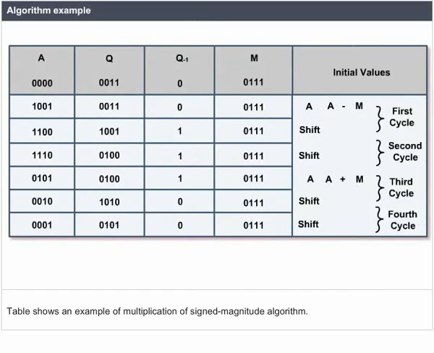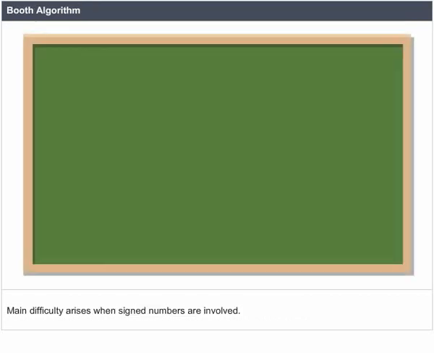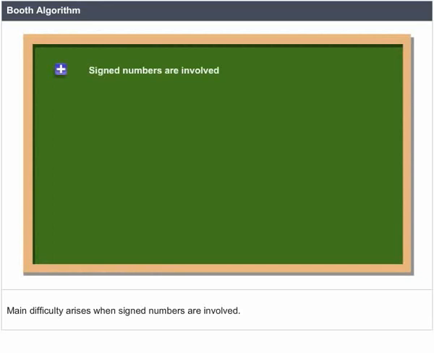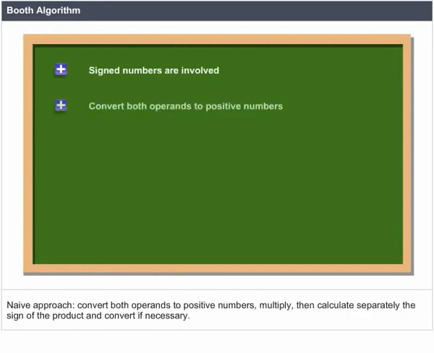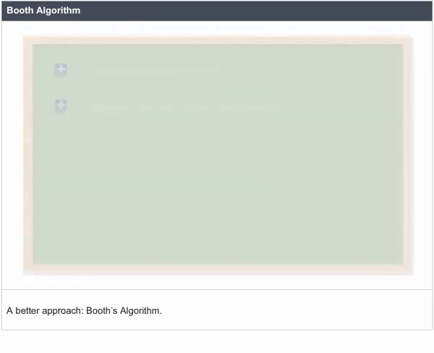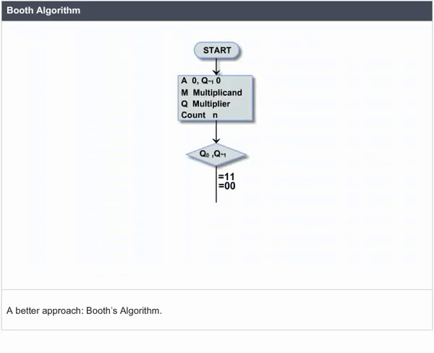Algorithm example. The table shows an example of multiplication of the signed magnitude algorithm. Booth algorithm. The main difficulty arises when signed numbers are involved. Naive approach: convert both operands to positive numbers, multiply, then calculate separately the sign of the product and convert if necessary. A better approach is Booth's algorithm.